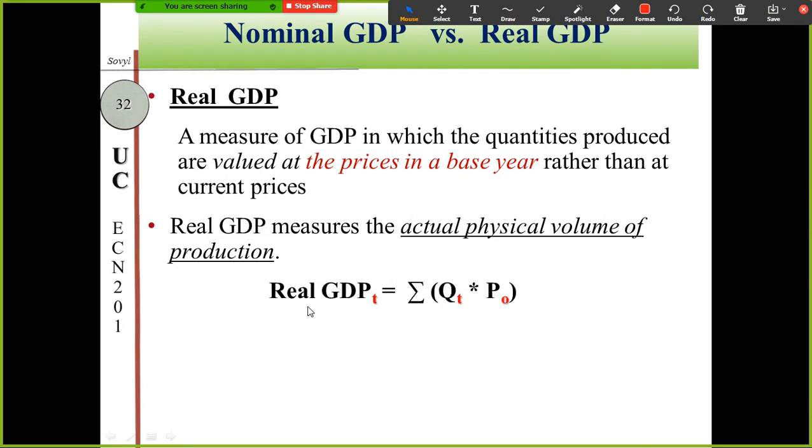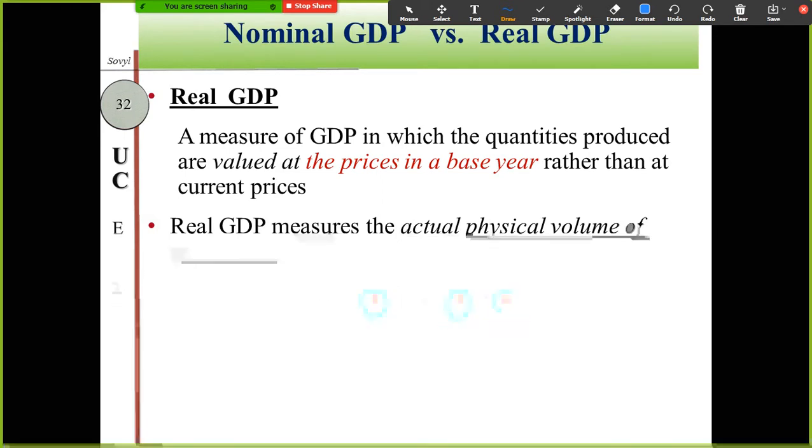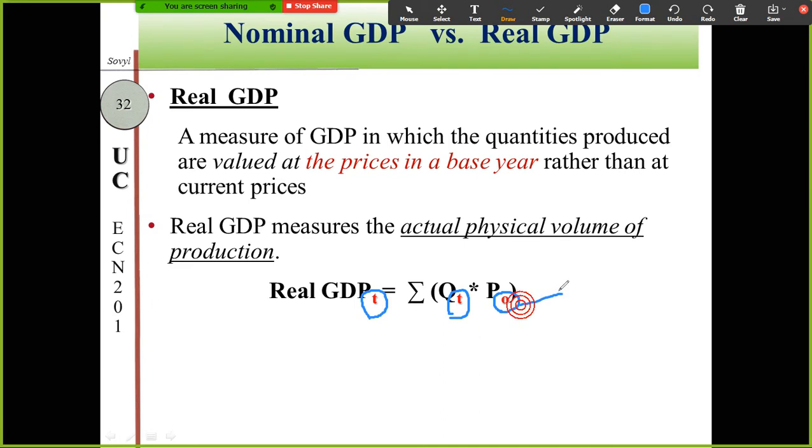So this is the formula to calculate real GDP. To calculate real GDP year T, we take the quantity from year T, but price I take year 0. What does year 0 mean? Year 0 is the base year. Base year never changes. Base year is still the base year for any years. That's why it never changes, I put 0.